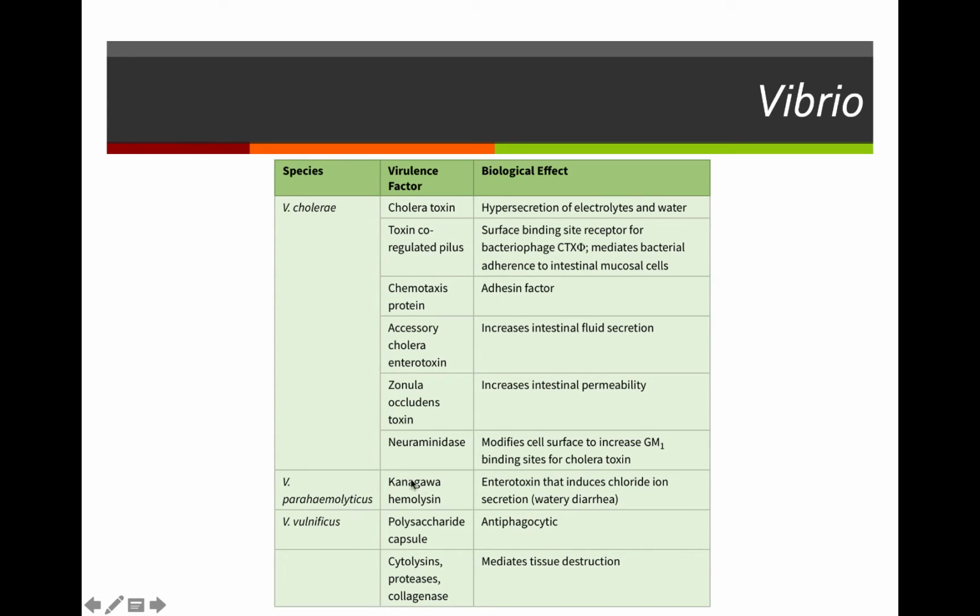Vibrio parahemolyticus has a hemolysin, which acts as an enterotoxin to induce secretion. Vibrio vulnificus has a capsule, which is antiphagocytic, and lots of enzymes, including cytolysins, proteases, and collagenases to mediate tissue destruction. So it's not a genus that we talk about a ton, but it's a genus that can cause some really nasty complications.